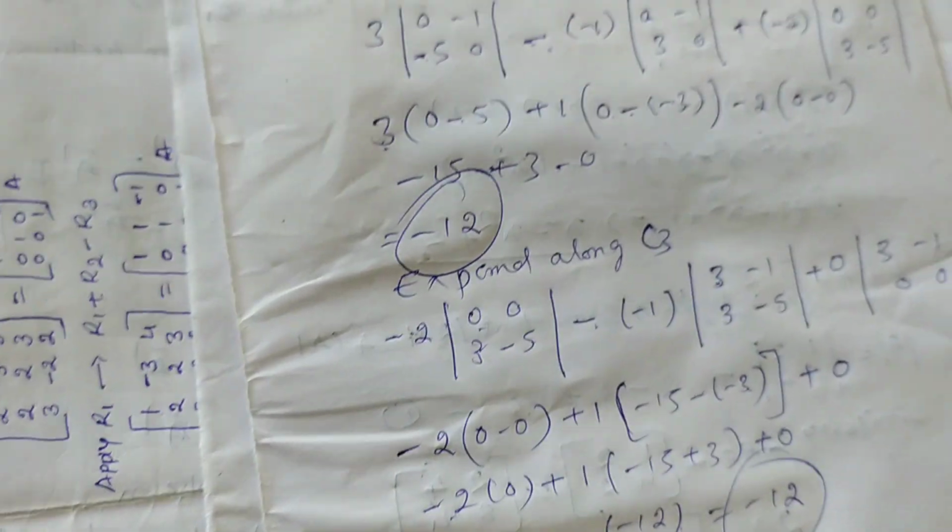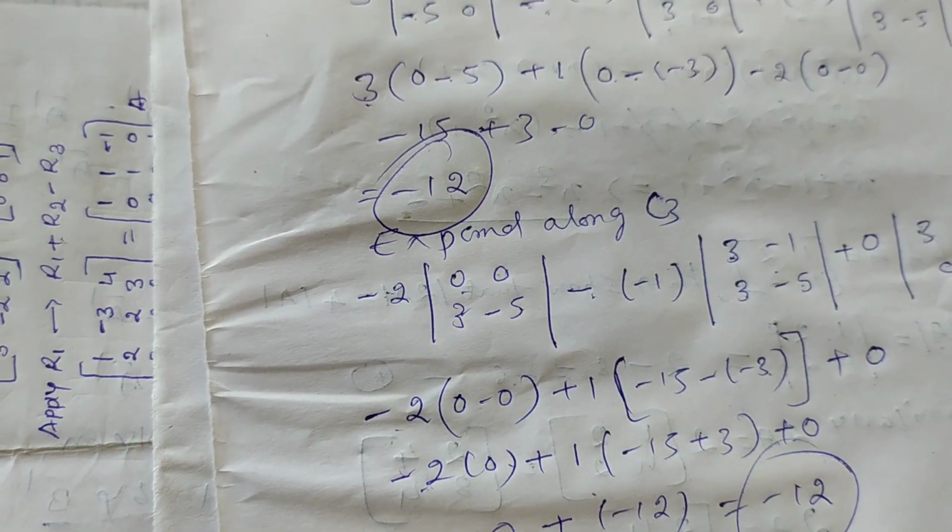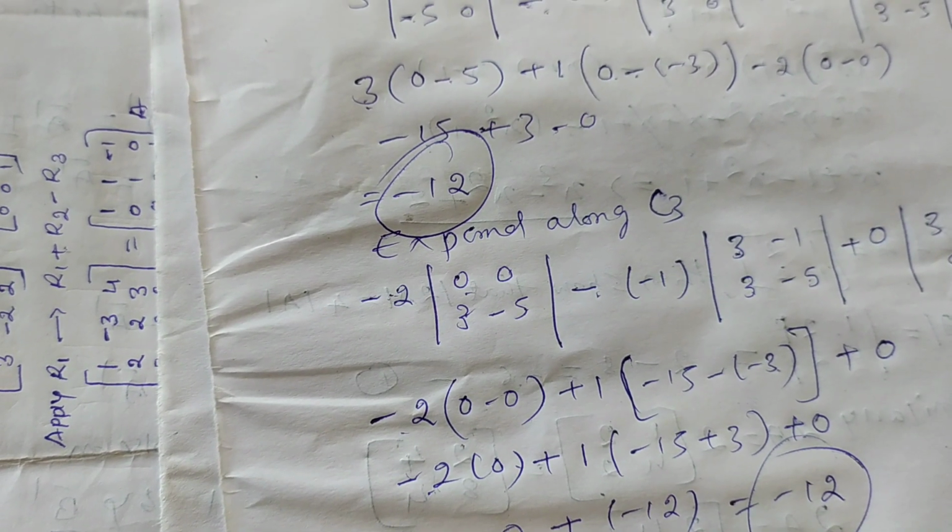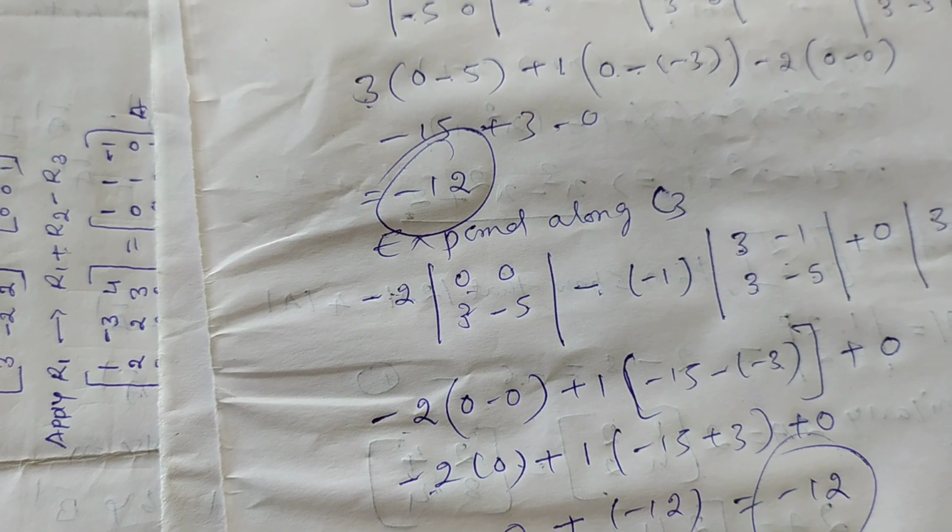In all three cases you get the same result. So you have to expand along the row or column in which the maximum number of zeros exist.